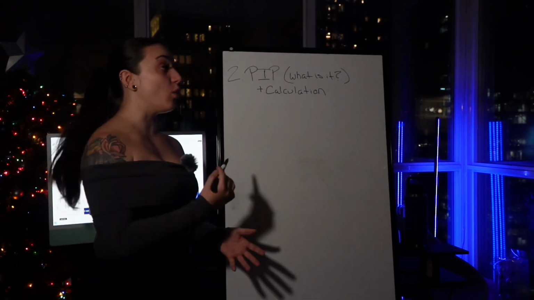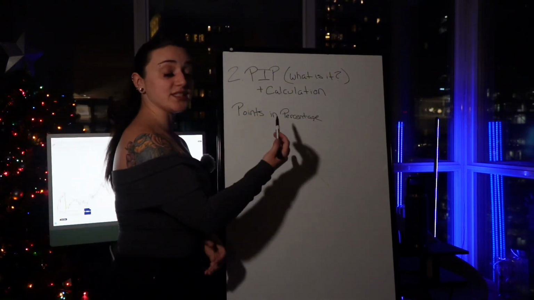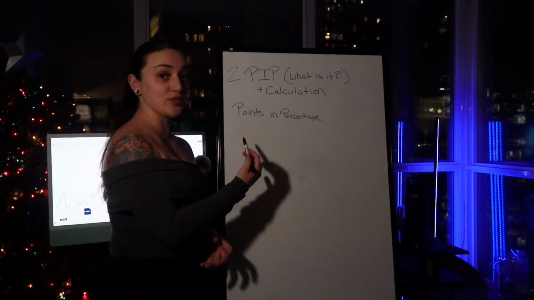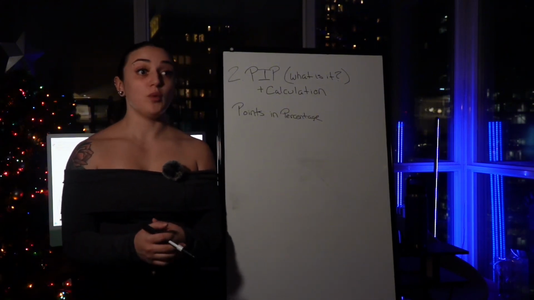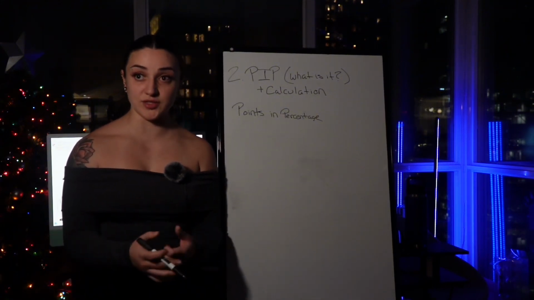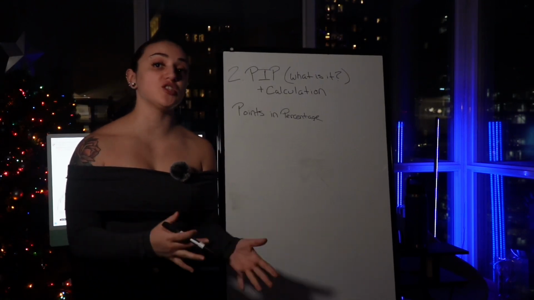Today, we're going to be talking about what is a PIP and how to calculate it. So first off, what is a PIP? It stands for points in percentage, or you can also say percentage in points. The easiest way to describe this is it's just a unit of measurement. So just like we measure distance by kilometers and miles or water by milliliters, it's just a decimal. It's how you measure change in the exchange rate.